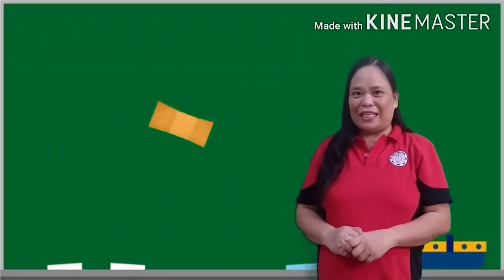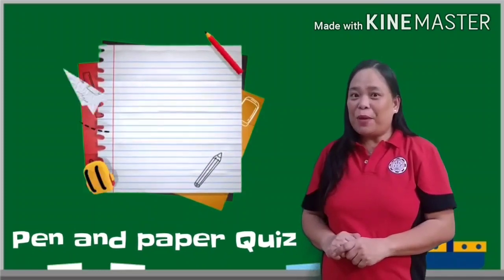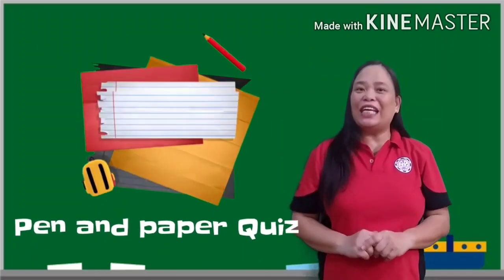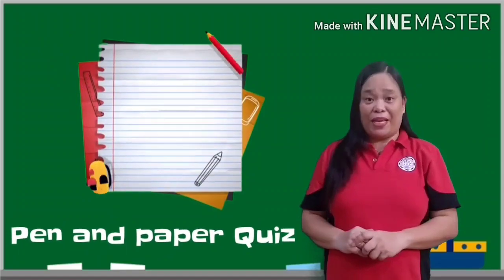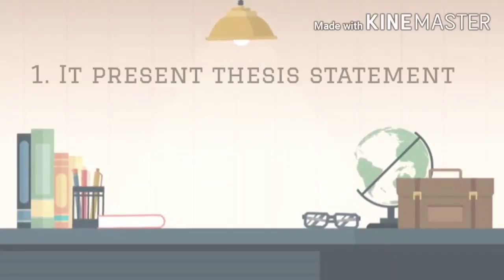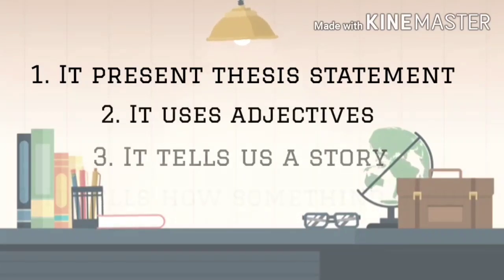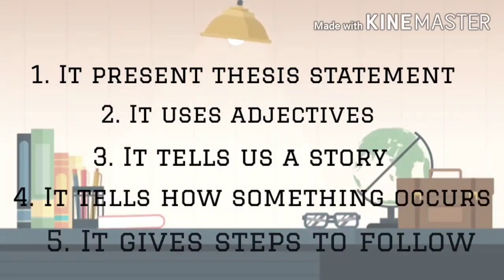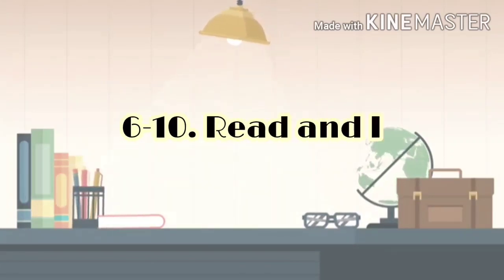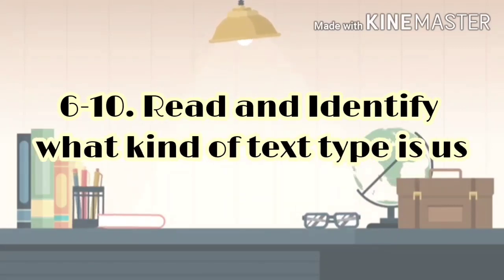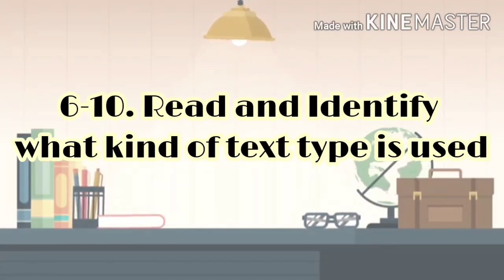Now let's have a pen and paper quiz. In your paper, you are going to write your answer by identifying what text types are being described. For numbers 6 to 10, read the following and identify what text type is used.